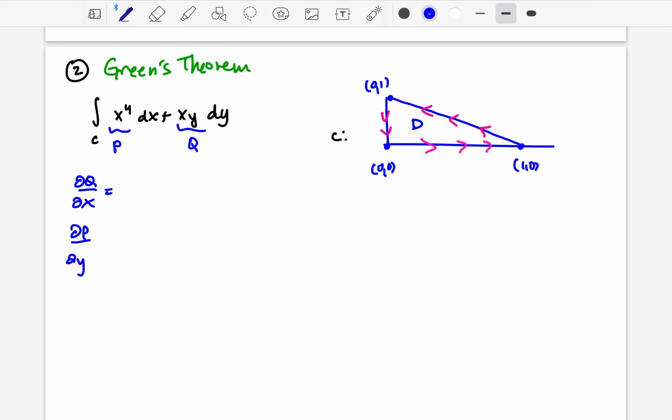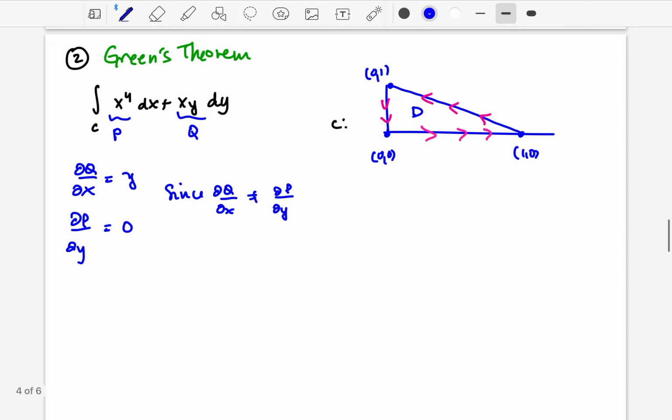dq dx is equal to just y. dp dy is equal to 0. Okay? And then you go, well, since dq dx is not equal to dp dy, we're good to go. And these are continuous, and this is simply connected, and everything is satisfied.